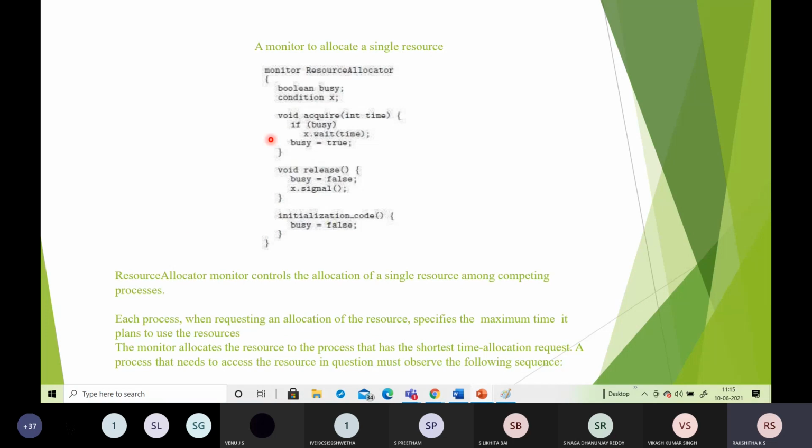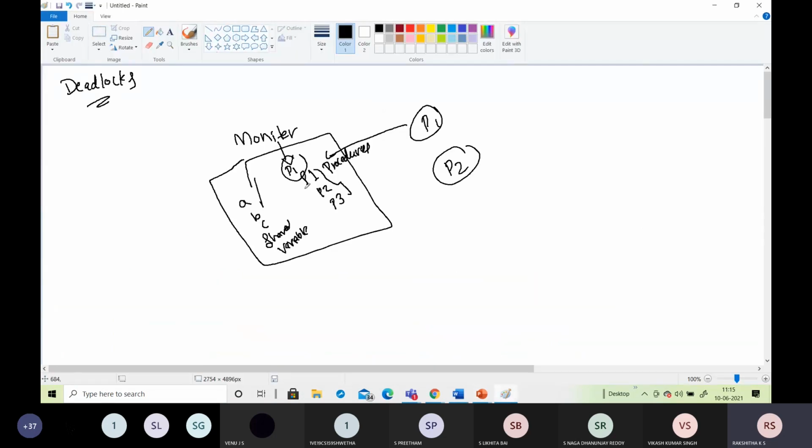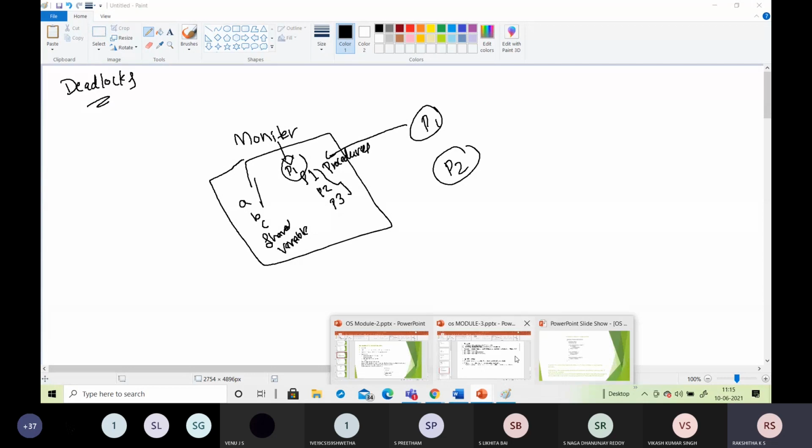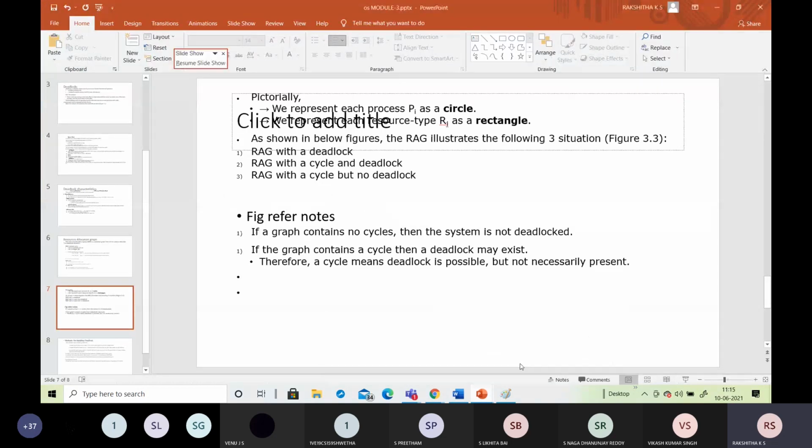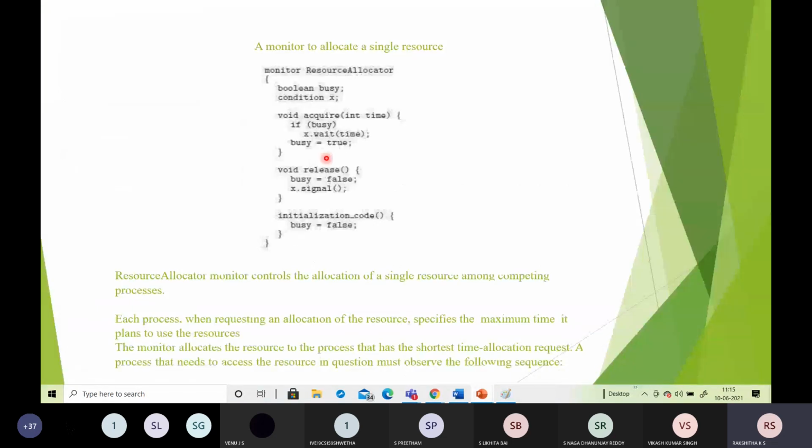A monitor to allocate a single resource. For example, here is a monitor, and this monitor has to allocate a single resource to P1. Here A is a resource which is available. P1 cannot directly access resource A, so it has to access resource A through the procedure. So P1 requests to access resource A through the procedure. We'll see a simple code for how we allocate the single resource.